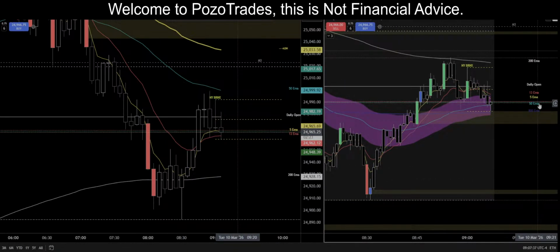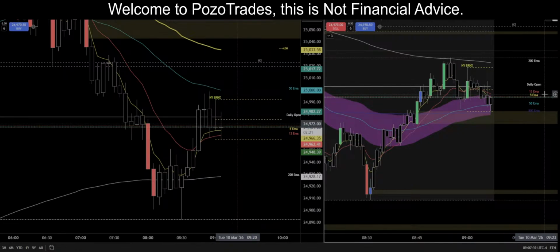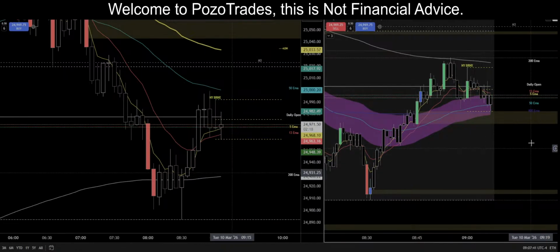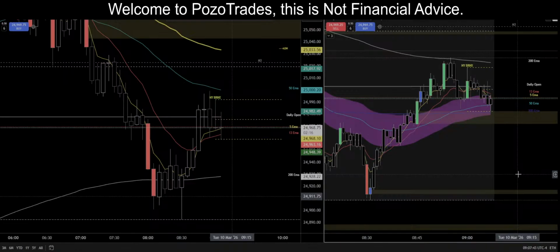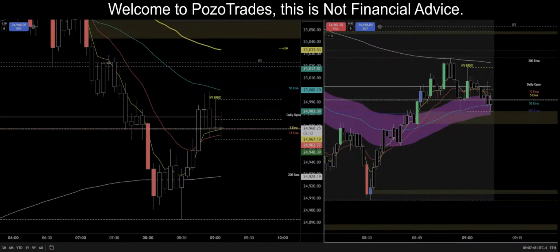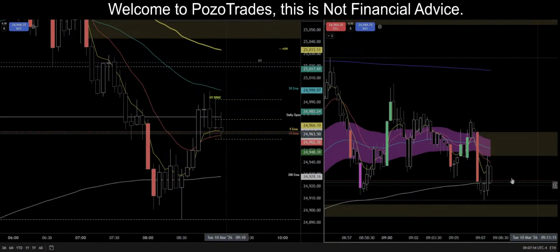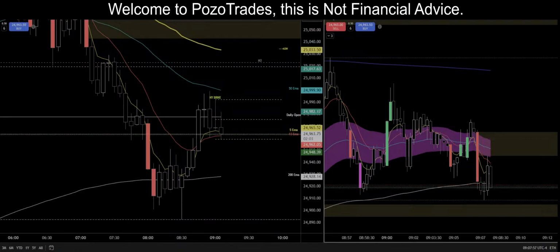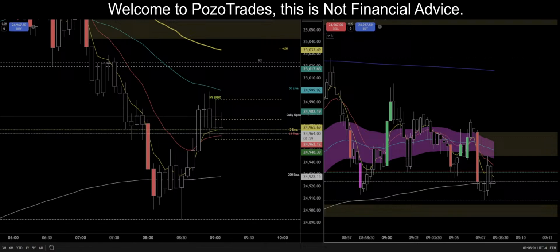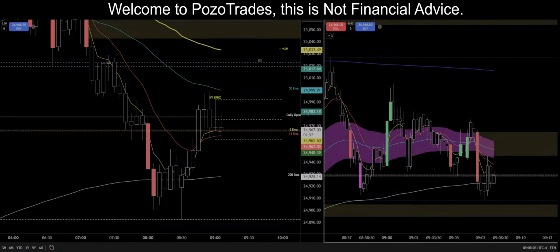Look at how tight all the EMAs are on the 1 minute right now. You have your 5, 13, 50, and 800, and then the 200's really not far above it. Kind of think I want to take a little long scalp here. I'm gonna wait and see.